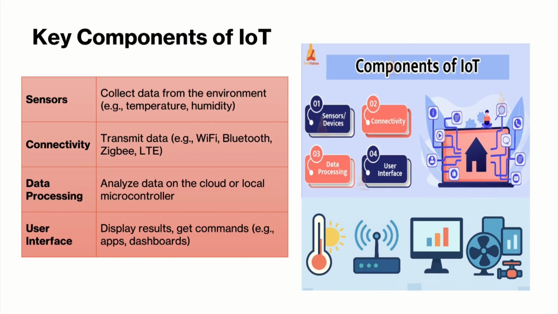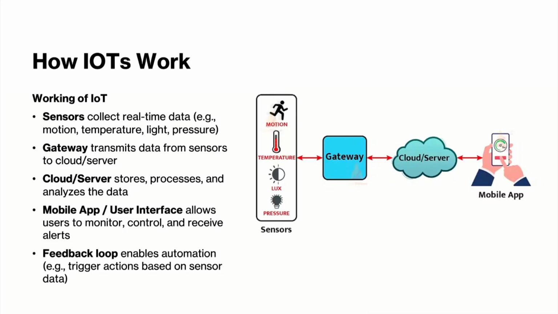The third component is the cloud or server. This is where all the data is stored, processed, and analyzed. The cloud makes it possible to access data from anywhere. Finally, we have the user interface. It's usually an app or a web dashboard. This is what you see on your phone or computer, allowing you to monitor data, receive alerts and control devices. When all these components work together, we get a complete IoT system, one that can sense, communicate, process and act on data.